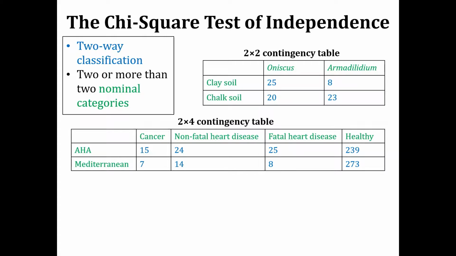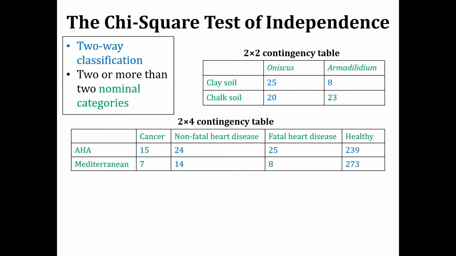So 15, this observation or this cell, represents the number of cancer cases on the American Heart Association recommended diet. And 7 represents the number of cancer cases using the Mediterranean diet. 24 is the number of non-fatal heart disease cases on the AHA diet, and 14 is the number of non-fatal heart disease cases on the Mediterranean diet.